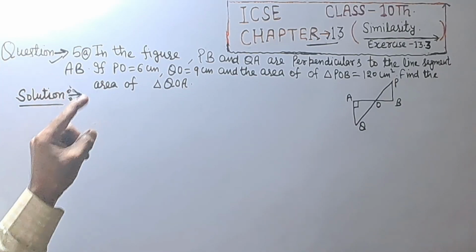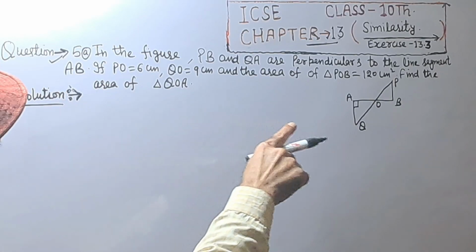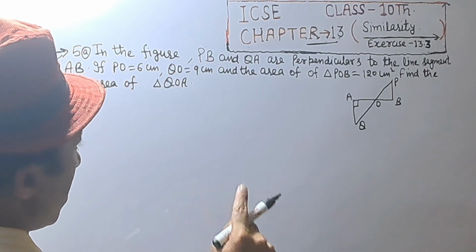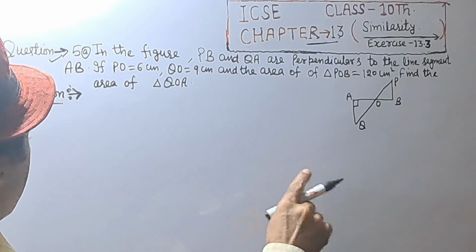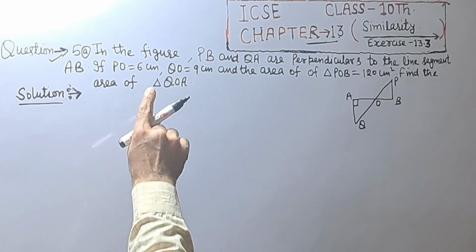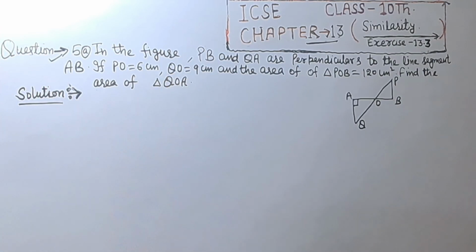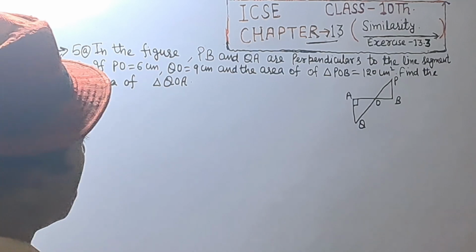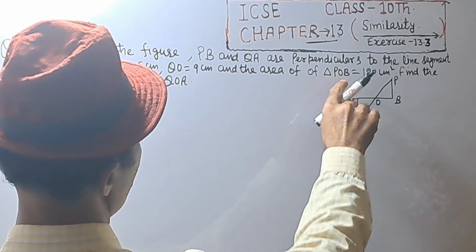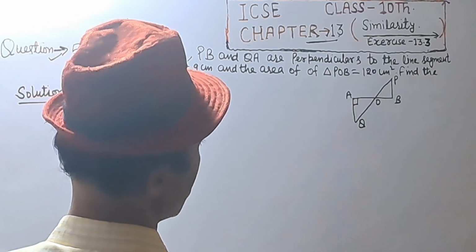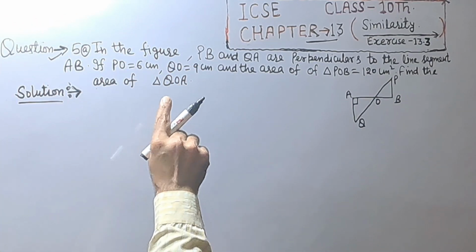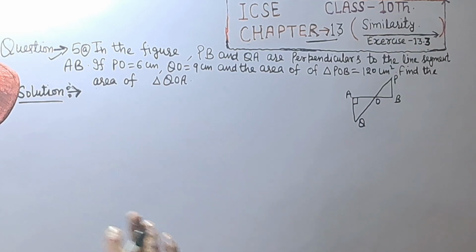Question number 5, A part. In the figure, PB and QA are perpendiculars to the line segment AB. If PO is equal to 6 cm and QO is equal to 9 cm, and the area of triangle POB is equal to 120 cm square, find the area of triangle QAO.